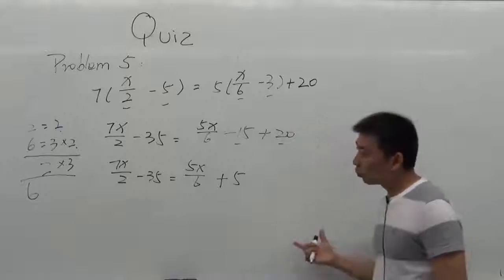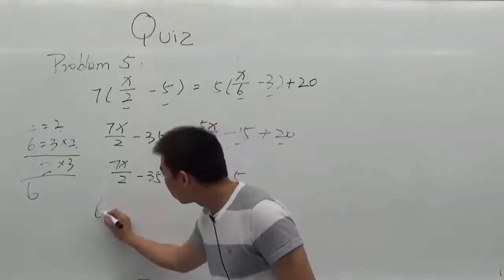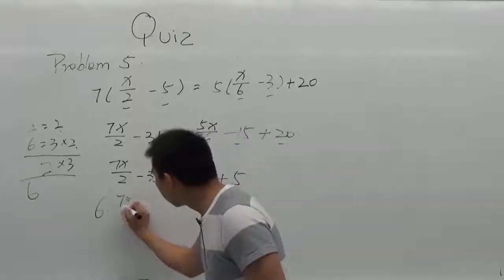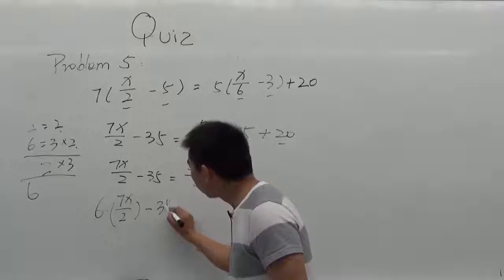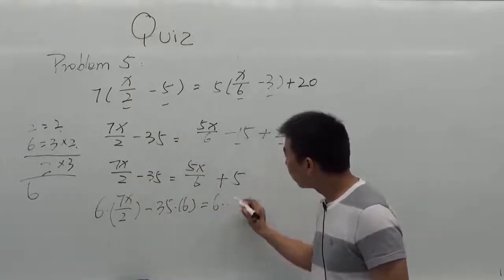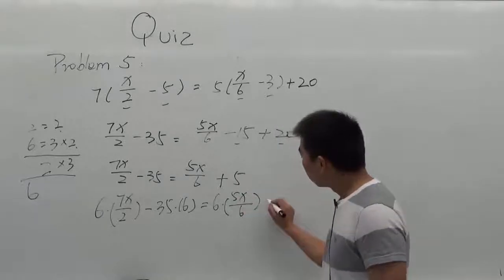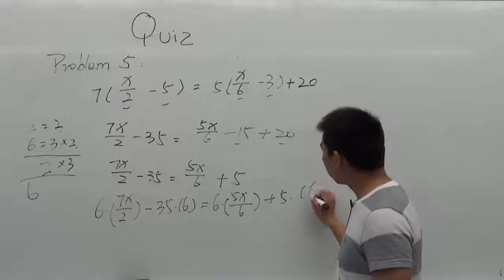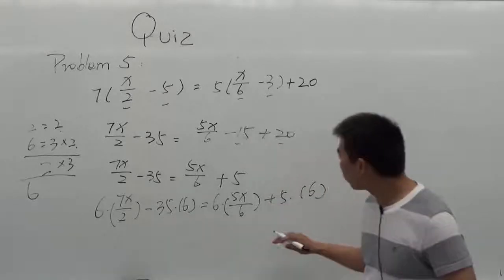So we can multiply both sides of this equation by 6. We have 6 times 7x over 2, minus 35 times 6, equals 6 times 5x over 6, plus 5 times 6. Here the numbers are very large, so just be careful.